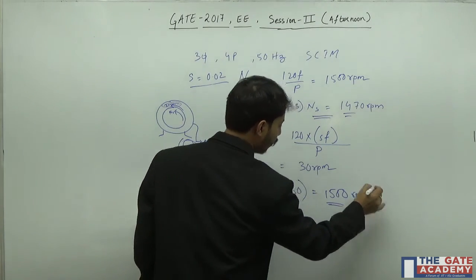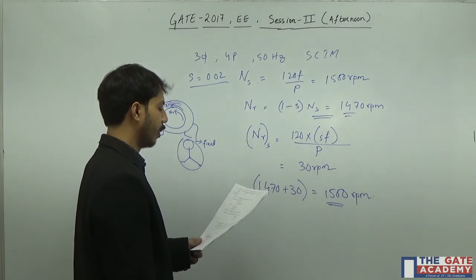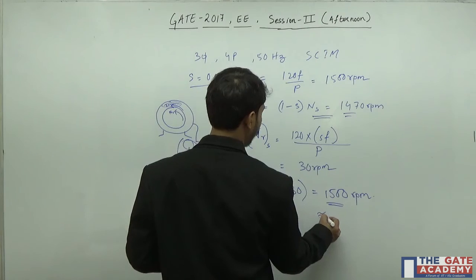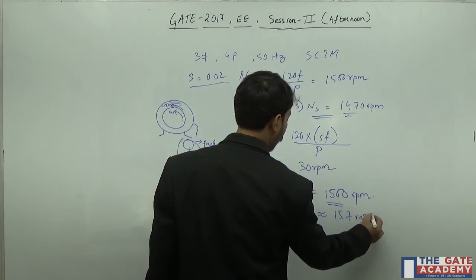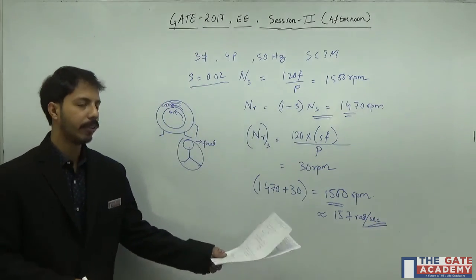RPM. Now they are asking the question in mechanical radian per second, and mechanical radian per second for 1500 RPM is close to 157 radian per second. So this is the answer, 157 radian per second.